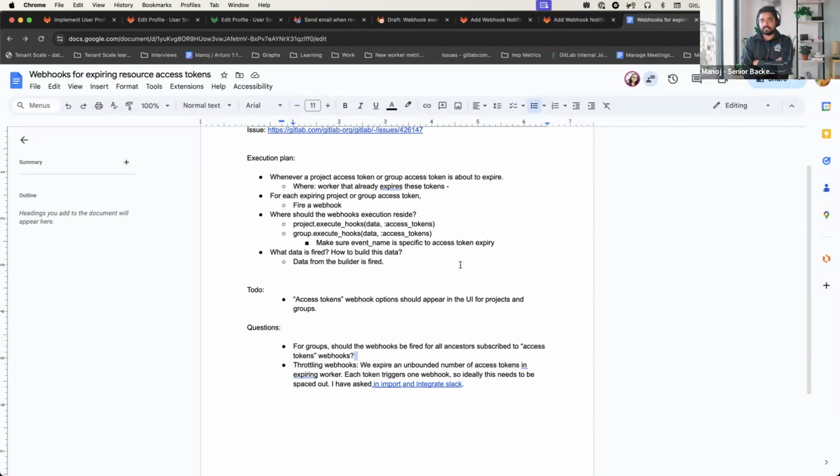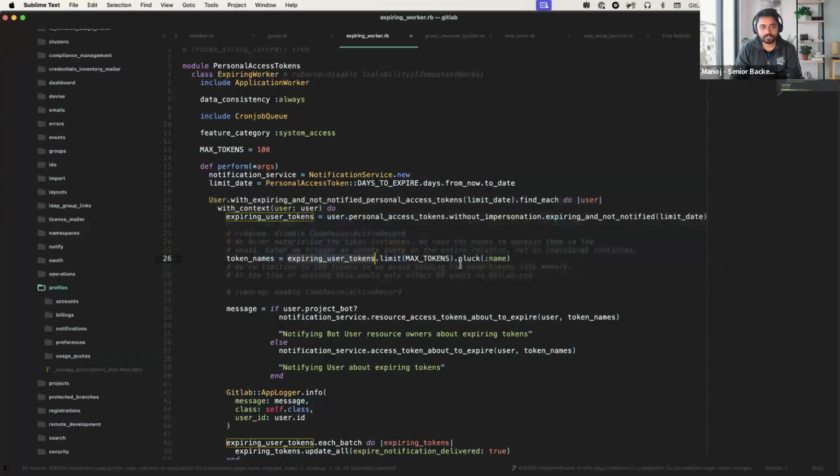In case of bot, yes, that is a good idea. If you can split it that way, that also works fine. But right now we are not looping differently. So we have to loop differently for project access tokens, bot users and the normal users. But if you can loop it that way, that is very well and good.